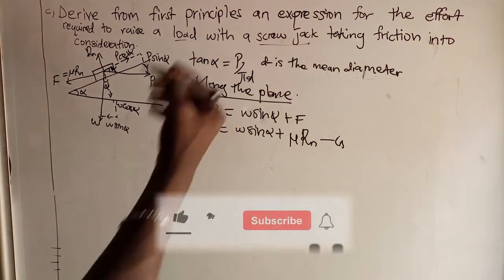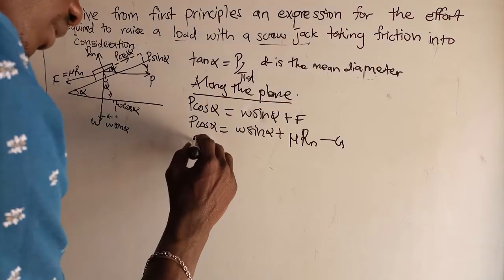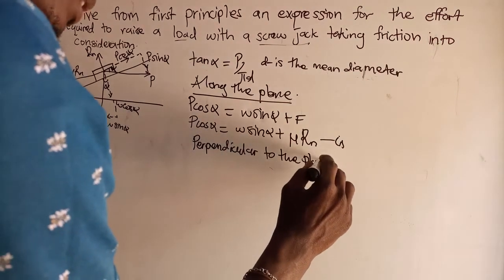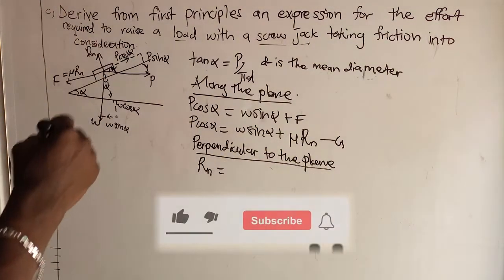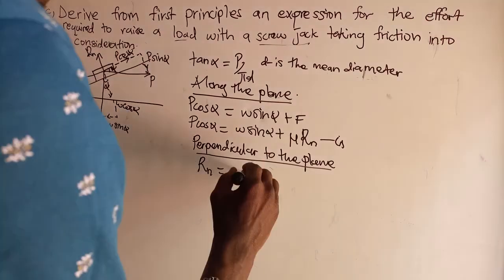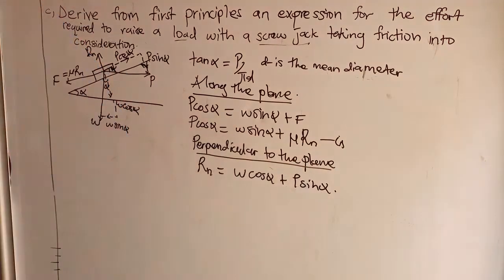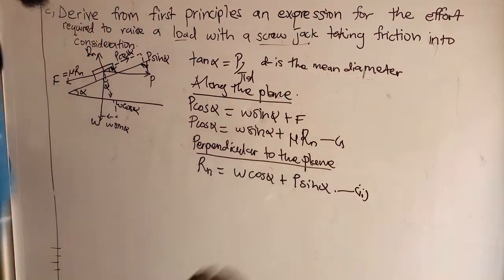Going further, let's resolve those that are perpendicular to the plane. Perpendicular to the plane, we have R equals W cos alpha plus P sin alpha. Let's call this our second equation.